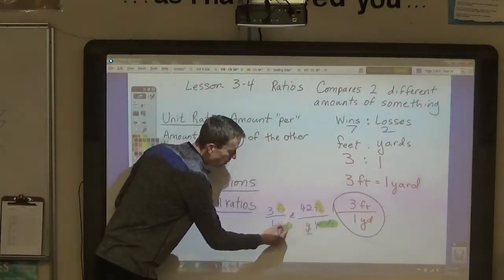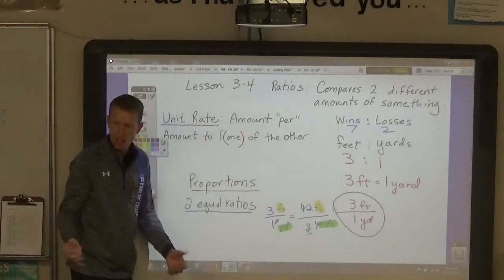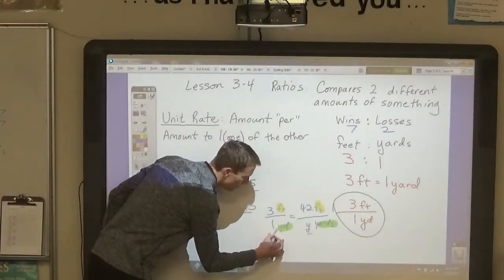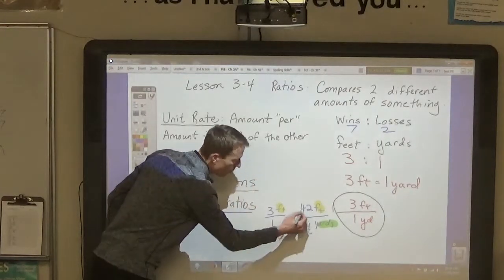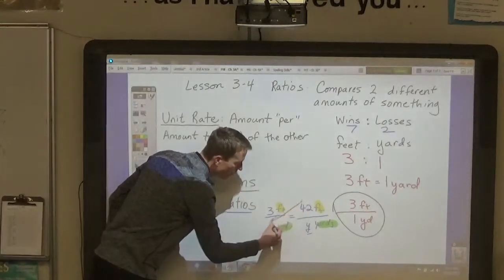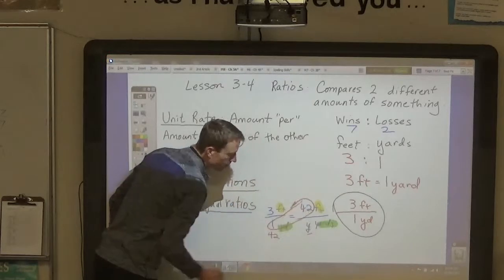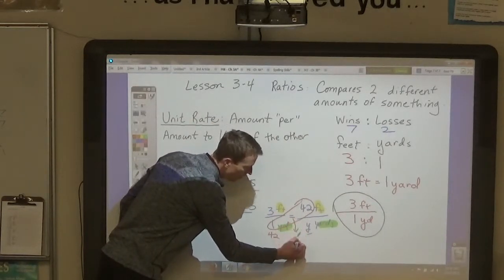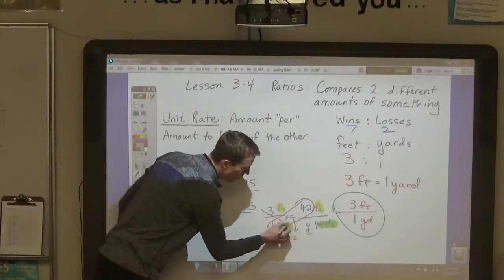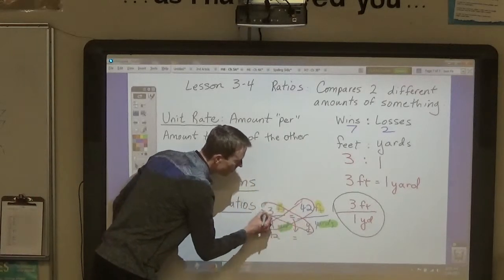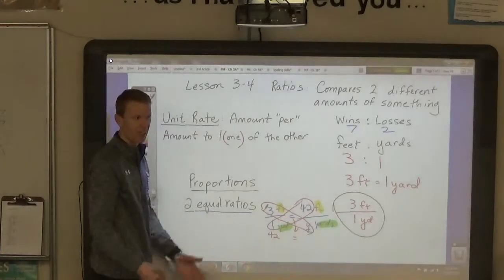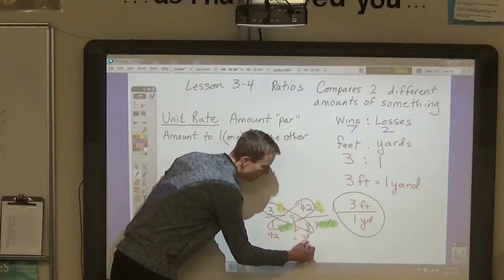When you multiply 42 times 1, you get what? 42. So we multiply these, and you bring down the equal sign. And then you multiply these. What's 3 times y? 3y.